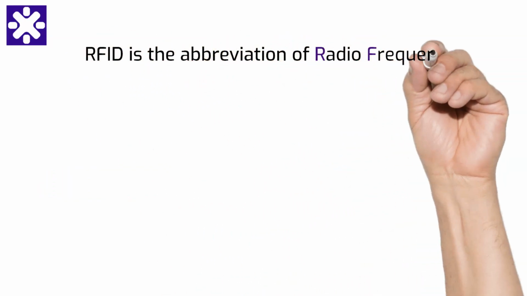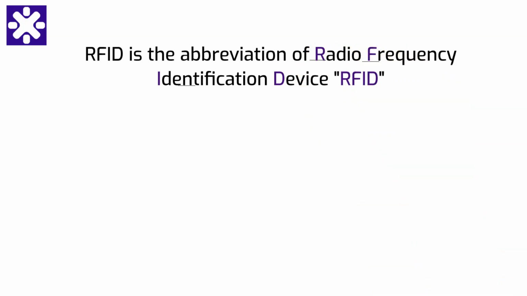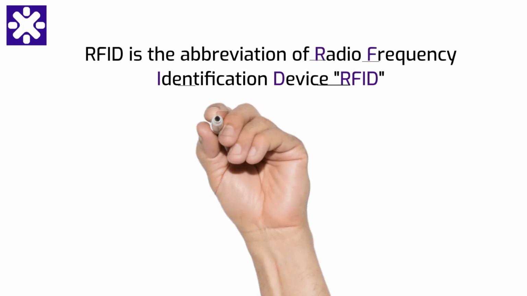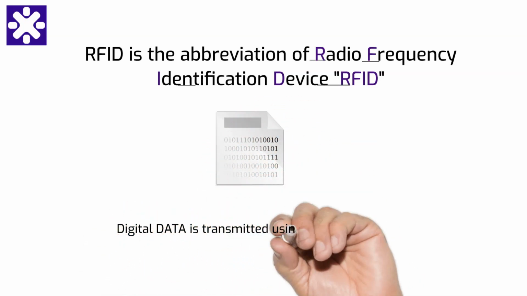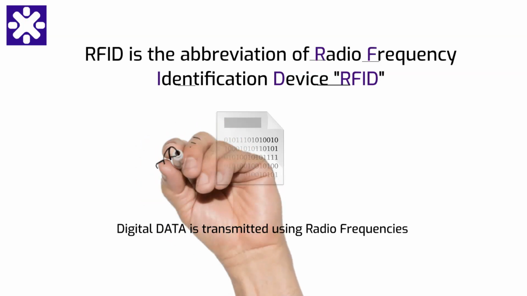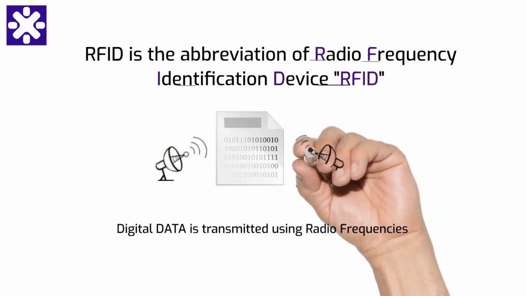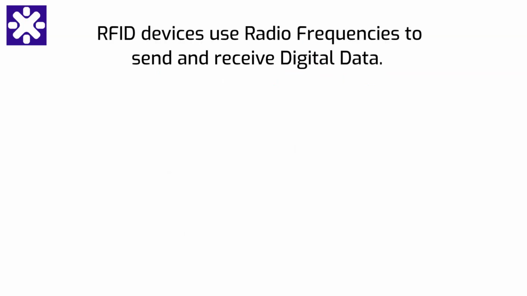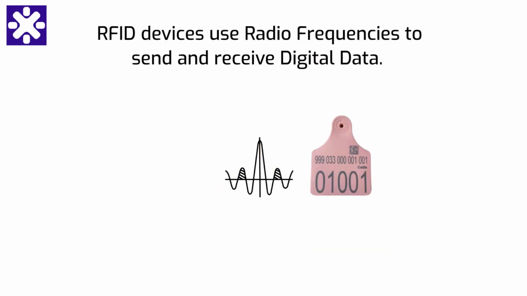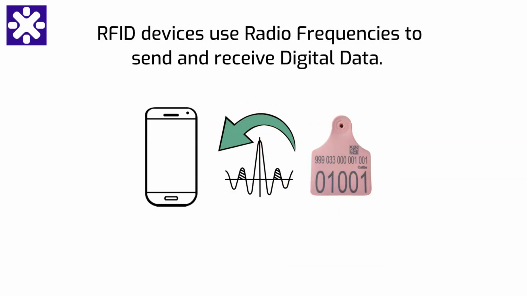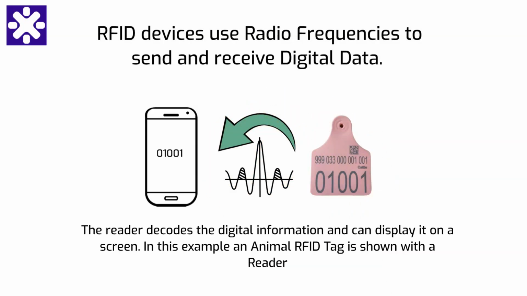Where to start? Okay, RFID is the abbreviation of Radio Frequency Identification Device. Computers and microchips store and use information in the binary format. Binary is just a series of encoded zeros and ones. To be useful, the stored data in an RFID chip needs to be passed from the chip to other devices such as an RFID reader. Using radio frequencies, it is possible to move binary digital data from one device to another.